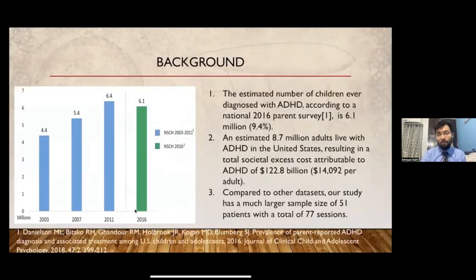Why is ADHD so important? The estimated number of children ever diagnosed with ADHD, according to a national 2016 parent survey, is 6.1 million. In addition, an estimated 8.7 million adults live with ADHD in the United States, resulting in a total societal excess cost of around $122.8 billion. Compared to other datasets, our study has a much larger sample size of 51 patients of ADHD with a total of 77 sessions of EEG.